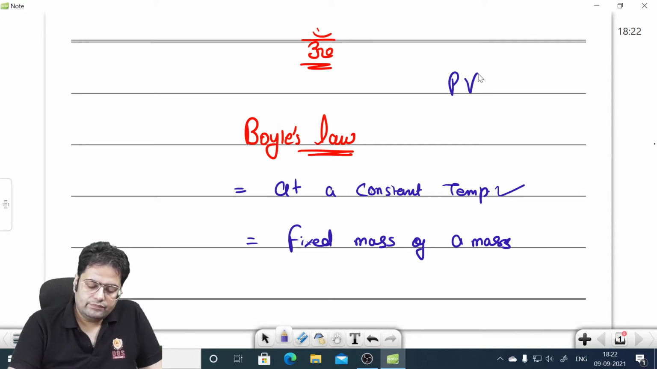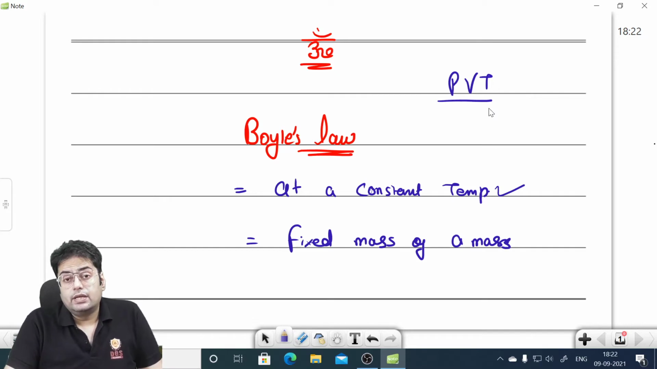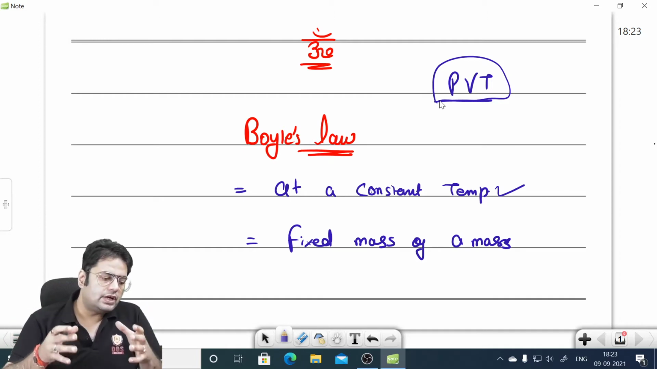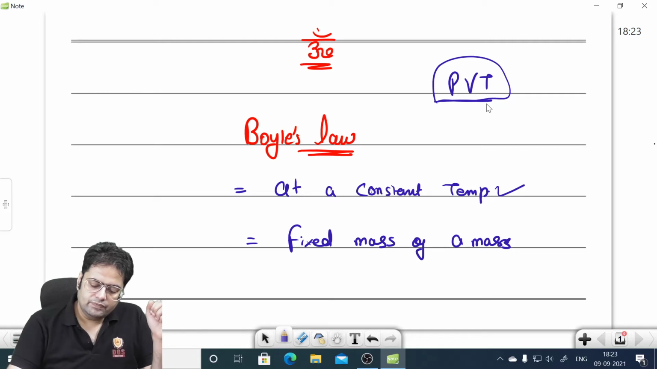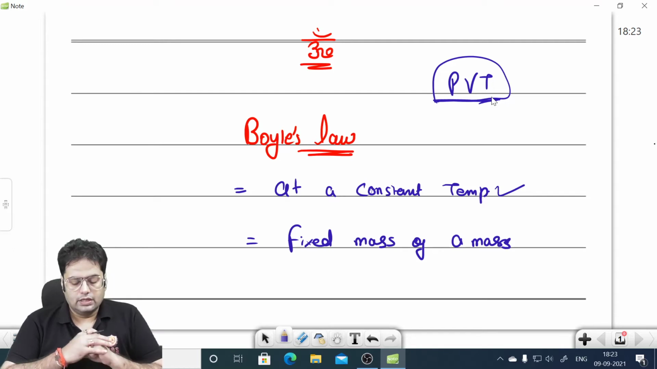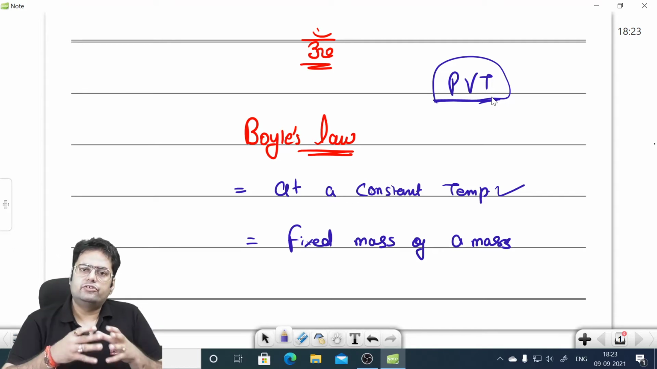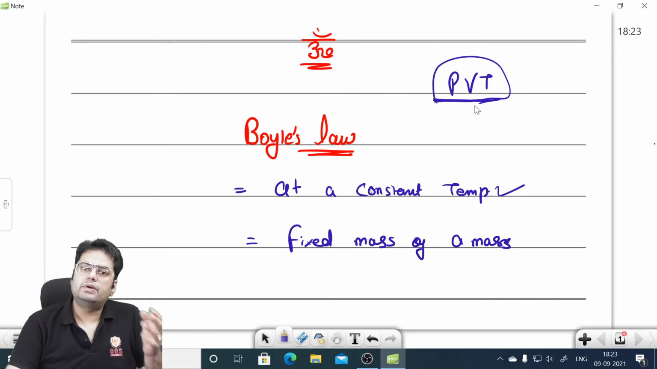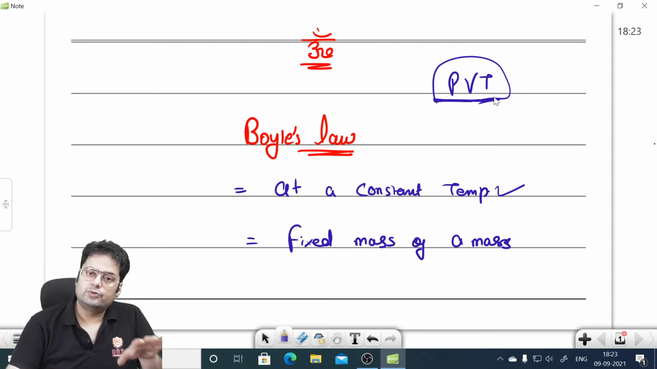Look at this carefully. We have three entities: pressure, volume and temperature. And these three define the state of a system. We all know that a system is basically a part of the universe which is under observation. So PVT, to define the state of a system, we need the help of these three things. And to understand the interrelationship between any two of these, we have to keep the other one constant. That means if you want to study the relationship between pressure and volume, then the temperature must be constant. If you want to study the interrelationship between volume and temperature, then the pressure will remain constant.